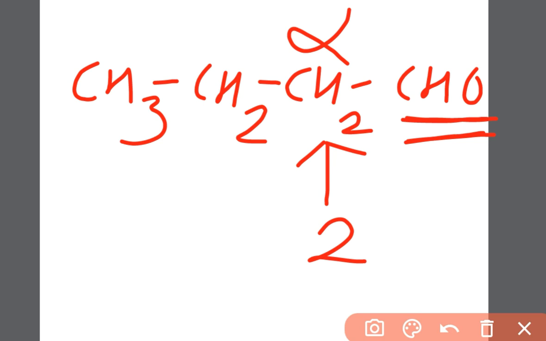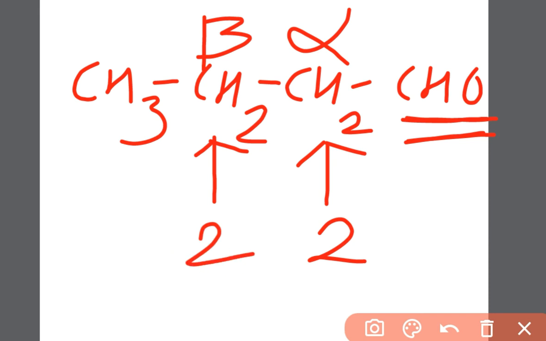Next to the alpha carbon, the beta carbon is present. So here also the hydrogens present on beta carbon are called beta hydrogens, and here two beta hydrogens are present. Next to the beta there is gamma carbon. It is not important. We are studying what is alpha and beta, or any group present on alpha carbon or beta carbon is known as alpha or beta group.